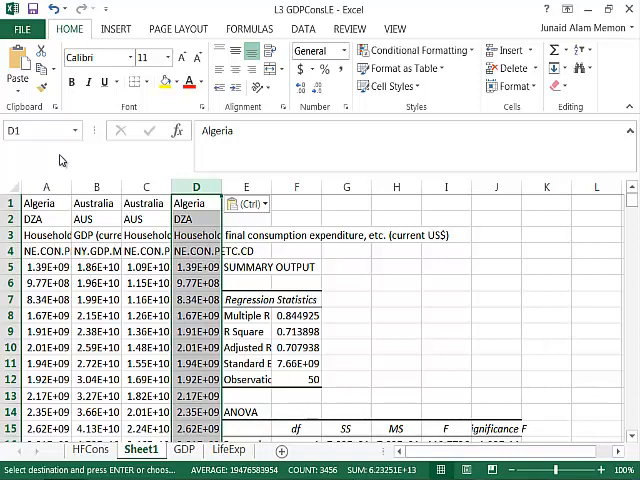Yes, please. Specification. What is the specification error? Which is the missing variable? GDP is the dependent variable. Huh? Which other variable?